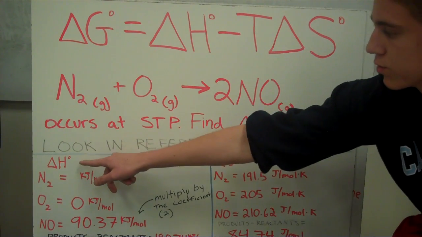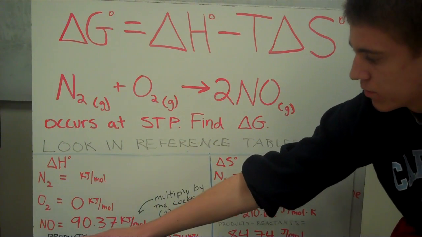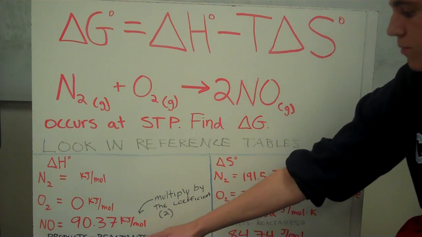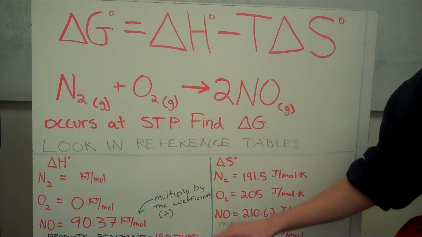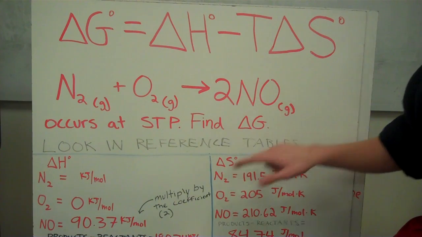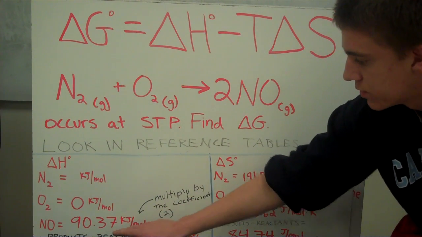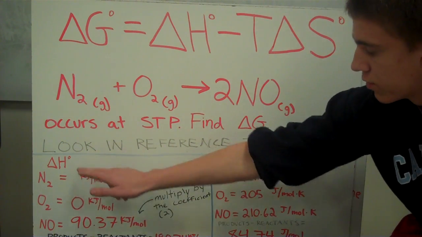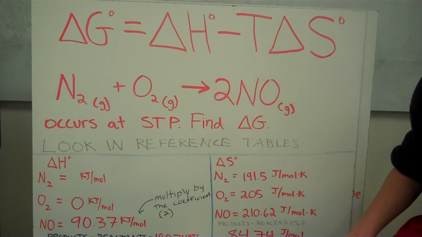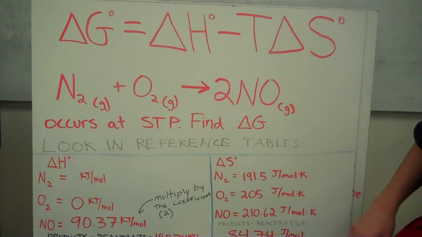Now, when you calculate the total enthalpy change, you do enthalpy of the products minus enthalpy of reactants. And because there are 2 moles of nitrogen monoxide, you have to multiply this number by 2. So your total enthalpy change would be 180.74 kilojoules per mole.